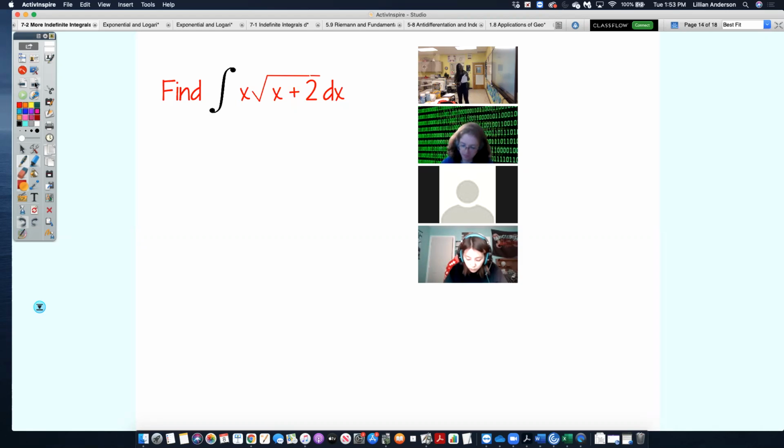So, here's one. We're trying to find the integral of x times the square root of x plus 2. For this one, which method can we use to find the antiderivative? We're going to use substitution. If I use substitution, I'm going to make u equal x plus 2, which means that du is going to equal 1 dx. Now, there's just one problem. I have an x left over.